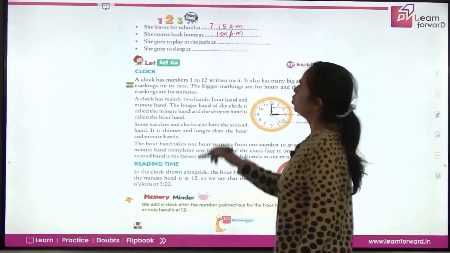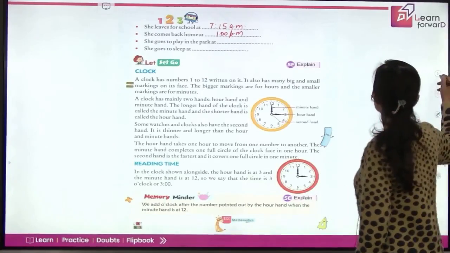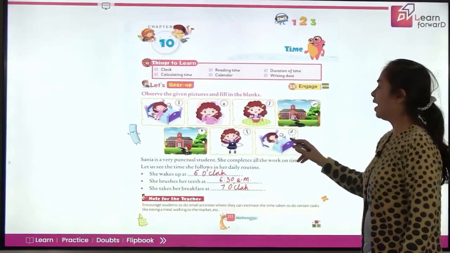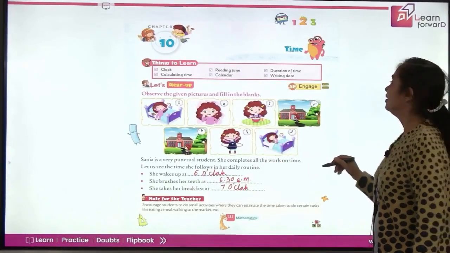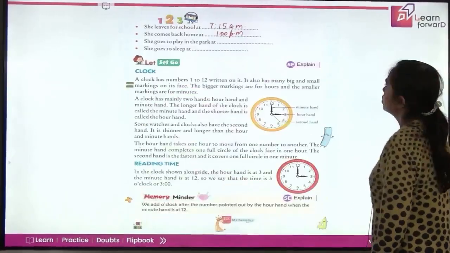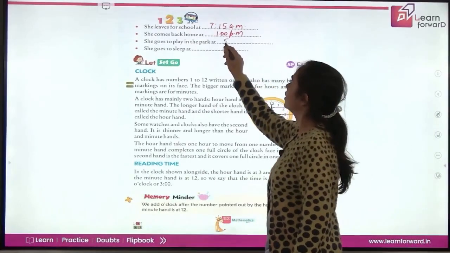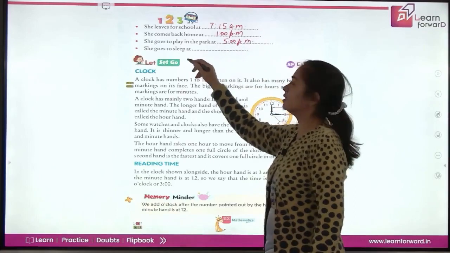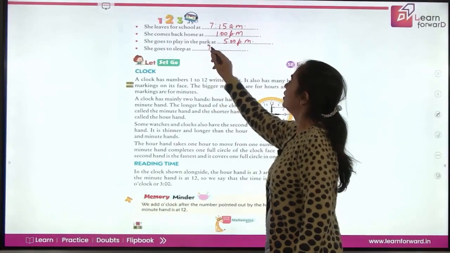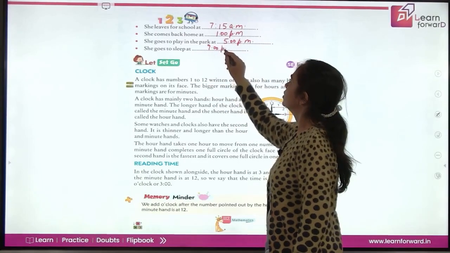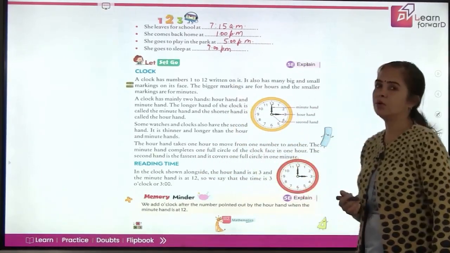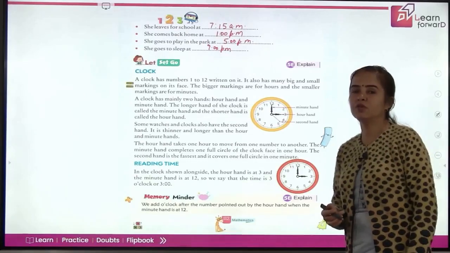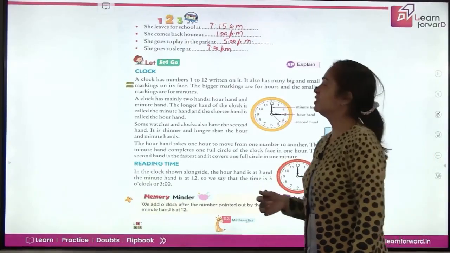What time does she go to play and what time does she sleep? Let us see. She goes to play at 5 p.m. and at what time is she in bed? 9 p.m. Good. So, she goes to play at 5 p.m. and she sleeps at 9 p.m. So, this is all about her daily routine. I'm sure you also follow your routine perfectly. That is good and wise enough, children.